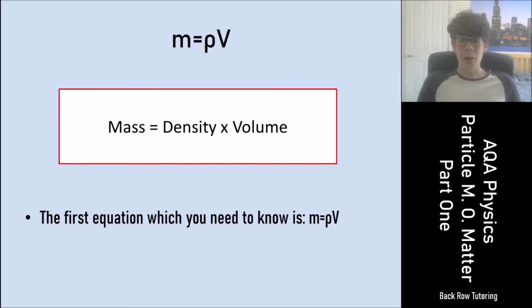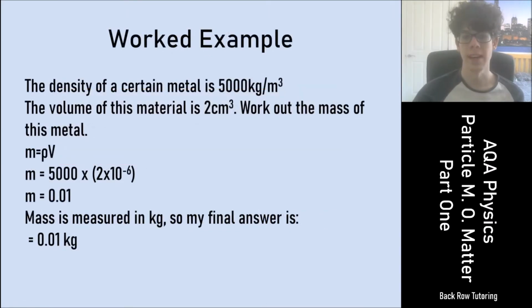So we're going to have a look at our first formula for this topic. Mass is equal to density times volume. Mass is measured in kilograms, density is measured in kilograms per meter cubed, and volume is measured in meters cubed. So we're going to have a look at a worked example now. The density of a certain metal is 5,000 kilograms per meter cubed. The volume of this material is 2 centimeters cubed. Work out the mass of this metal.